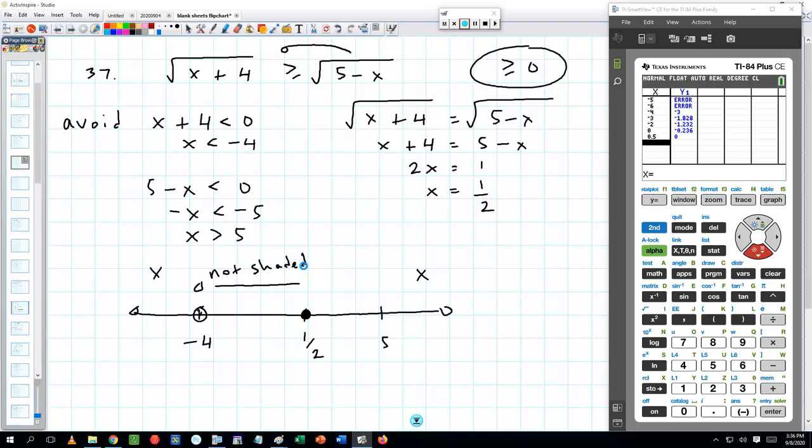We'll just forget about it. In between the 1/2 and the 5, 1. That's greater than or equal to 0. 2, 4. All positive values. Shade. Positive 5. Positive value. Shade. That's a closed circle because it's a number though. Anything to the right, 6, error message. 7, they'll all be error messages. So this will be closed circle, closed circle.